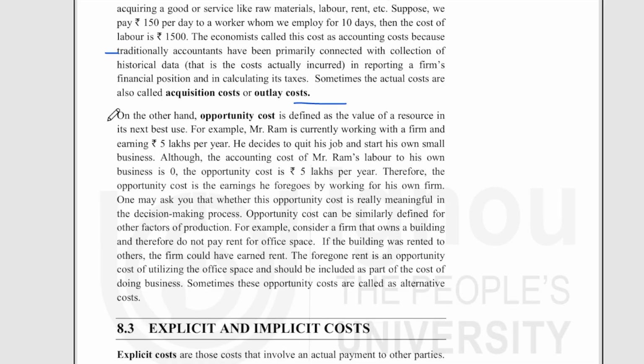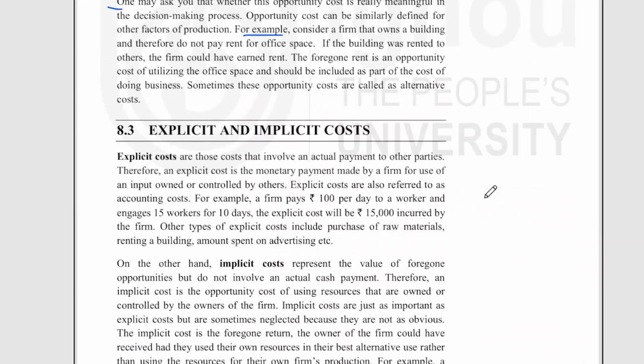On the other hand, opportunity cost is defined as the value of a resource in the next best use. And one may ask whether this opportunity cost is really meaningful in the decision making process. Opportunity cost can be similarly defined for other factors of production. And an example is here. Please go through your study material. And next is explicit and implicit cost.